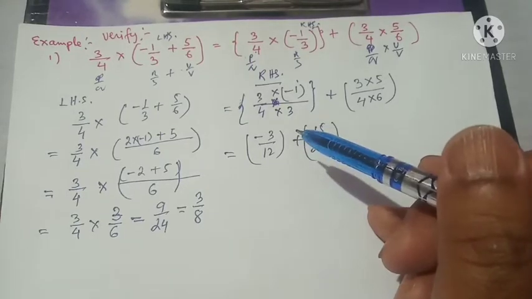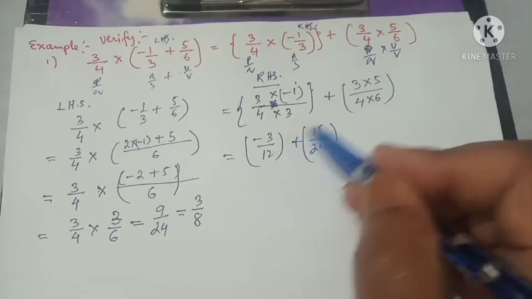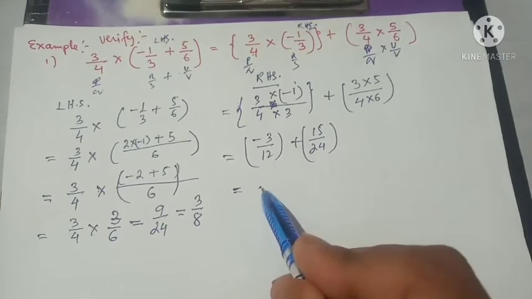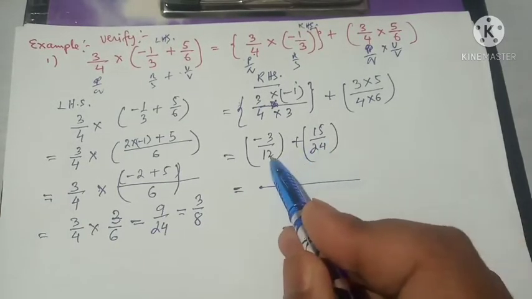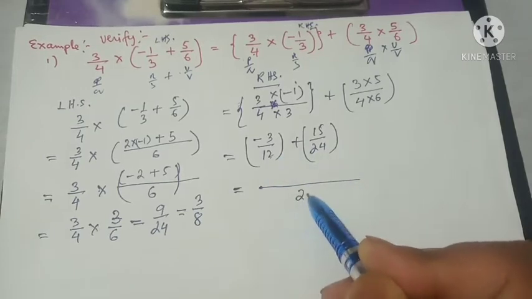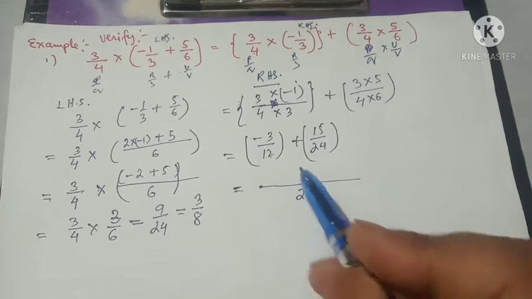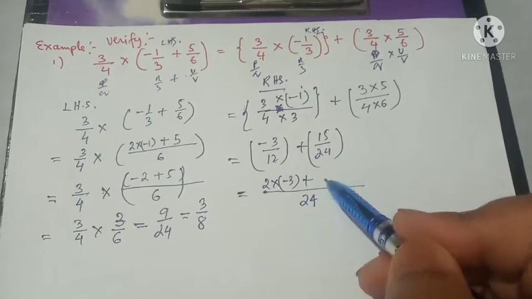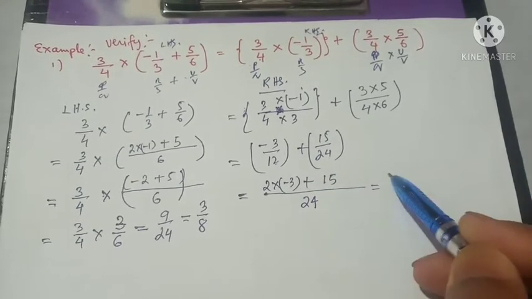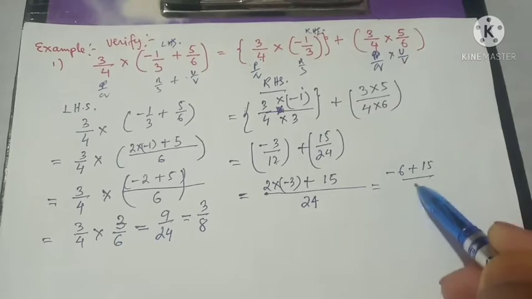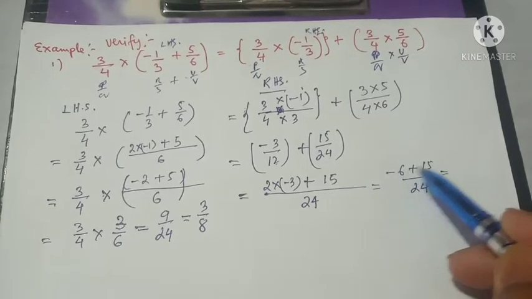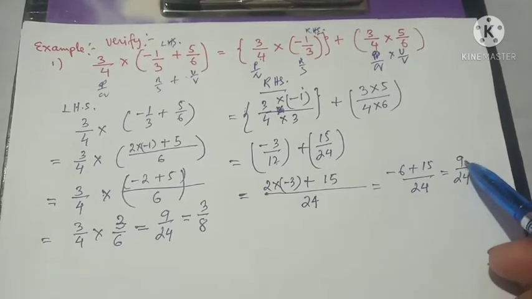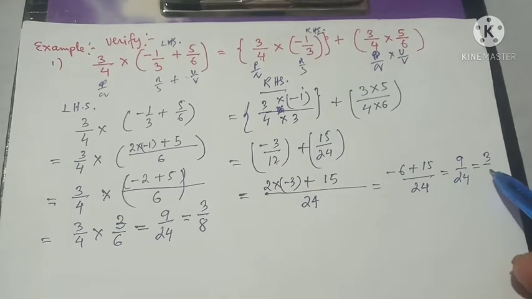So what we have to do is put this all together and take the LCM of minus 3 by 12 plus... LCM of 12 and 24 is 24. If you divide 24 by 12, it is 2, so 2 into minus 3, plus 15 by 24. So the answer is minus 6 plus 15 by 24. The answer will be 9 by 24. If you take the lowest term, then the answer will be 3 by 8.